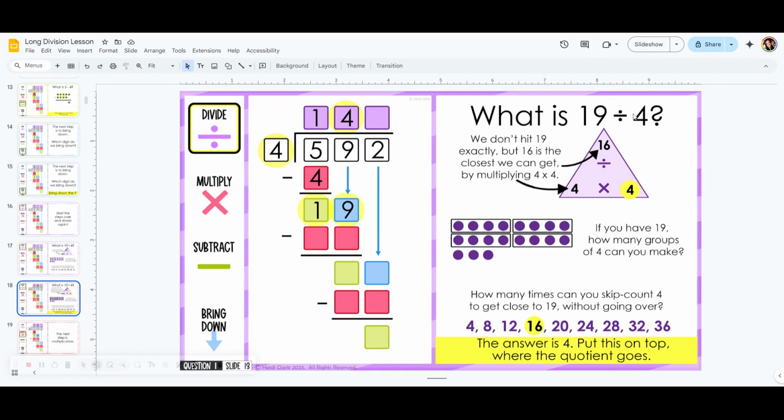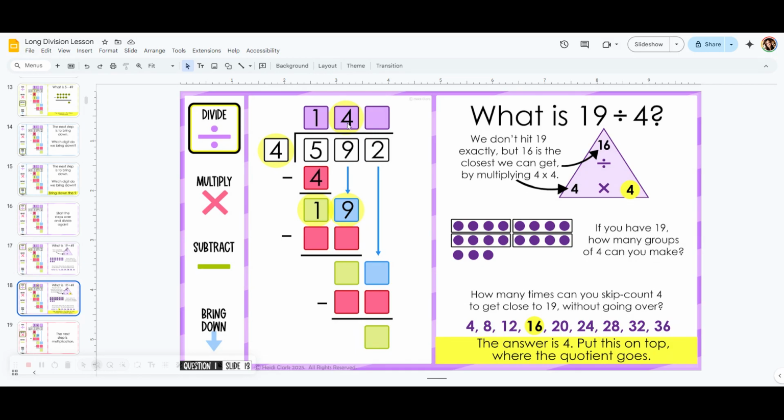So 19 divided by 4 is 4. You can make 4 groups. 4 times 4 is 16. That's the closest you can get. That's how many times you can skip count your 4 without going over. So put that 4 up top where the quotient goes. So we just did 19 divided by 4 equals 4. Or we say 4 fits into 19 4 times.